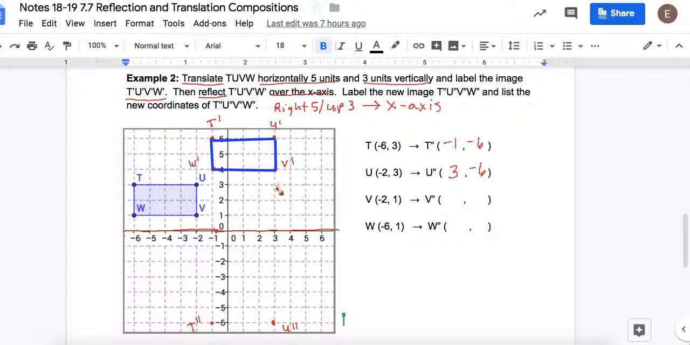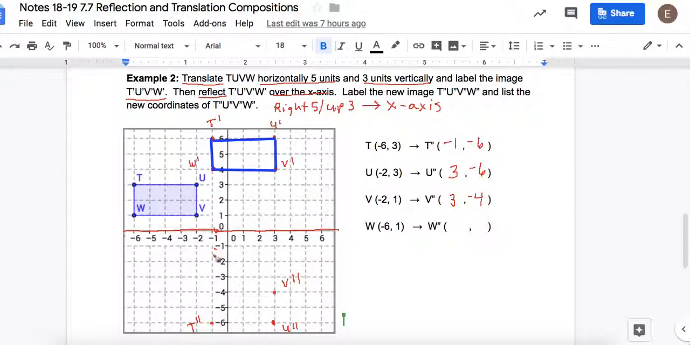And now let's look at V. V is 1, 2, 3, 4 away. So let's go 1, 2, 3, 4. And it's V double prime. So it's x then y, 3, -4. And then W, we know where W is going to end up.